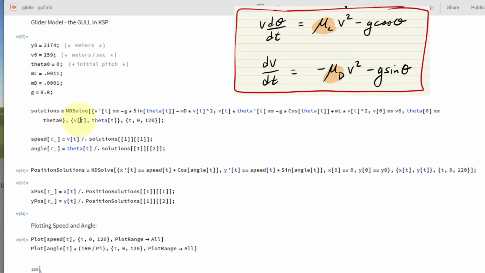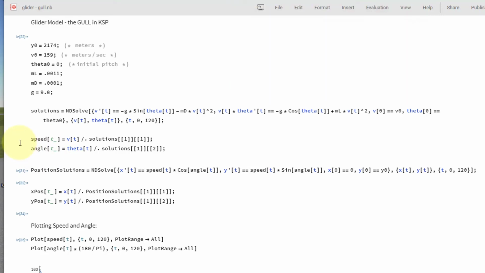I'm solving for these two functions, v of t and theta of t, on an interval from t equals 0 to 120 seconds. I take the solutions from the numerical differential equation solver routine that's built into this language, and I input those solutions into these functions that I define here, speed and angle as a function of time. Now, once I've got the functions for speed and angle over time, I want to figure out the position so I can graph the position.